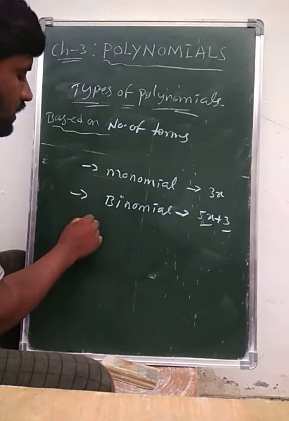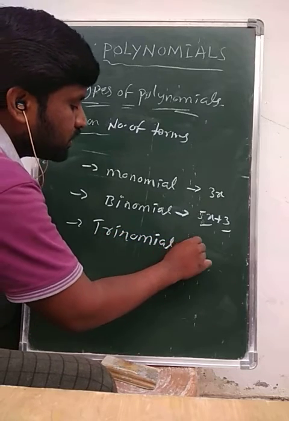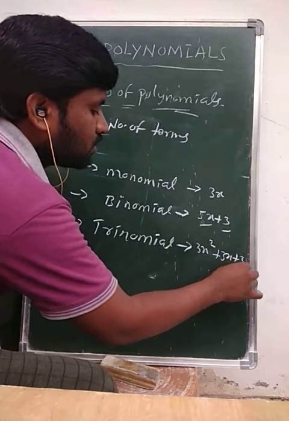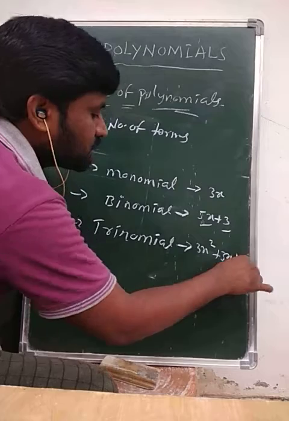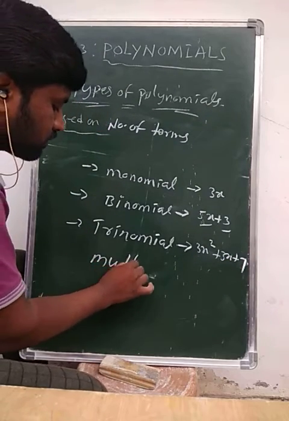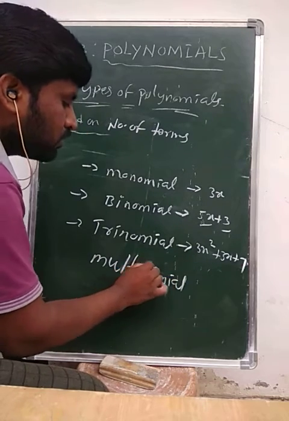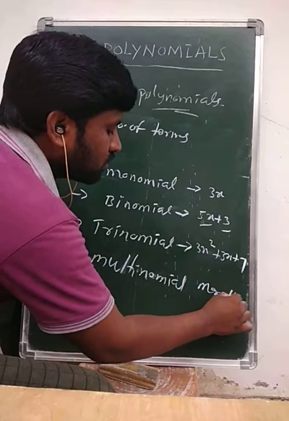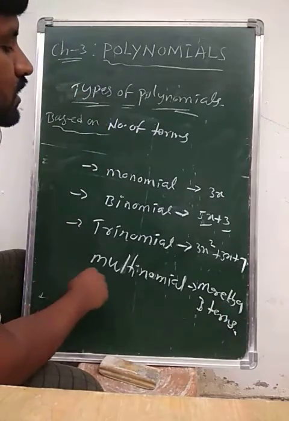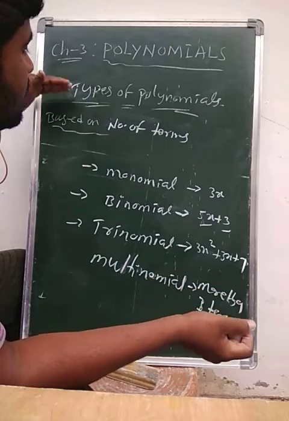And trinomial. Trinomial means an algebraic expression has three terms, like 3x square plus 3x plus 7. And multinomial means more than three terms. Like this we can classify the polynomials based on the number of terms.